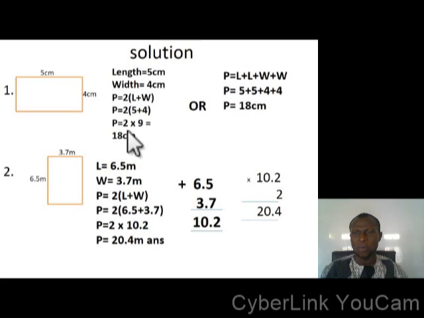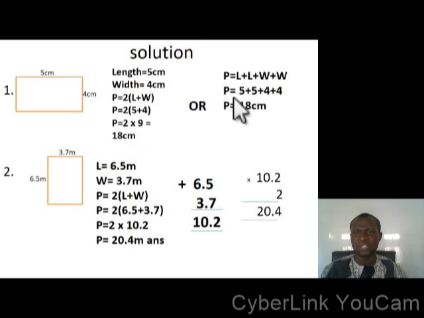Then we can now open the bracket. We have our 2. This bracket signifies multiplication. So once you remove the bracket, you are applying what? Multiplication. So add the ones you have inside. That is 5 plus 4, which will give us 9. So therefore, 2 times 9 will give us 18 centimeters.